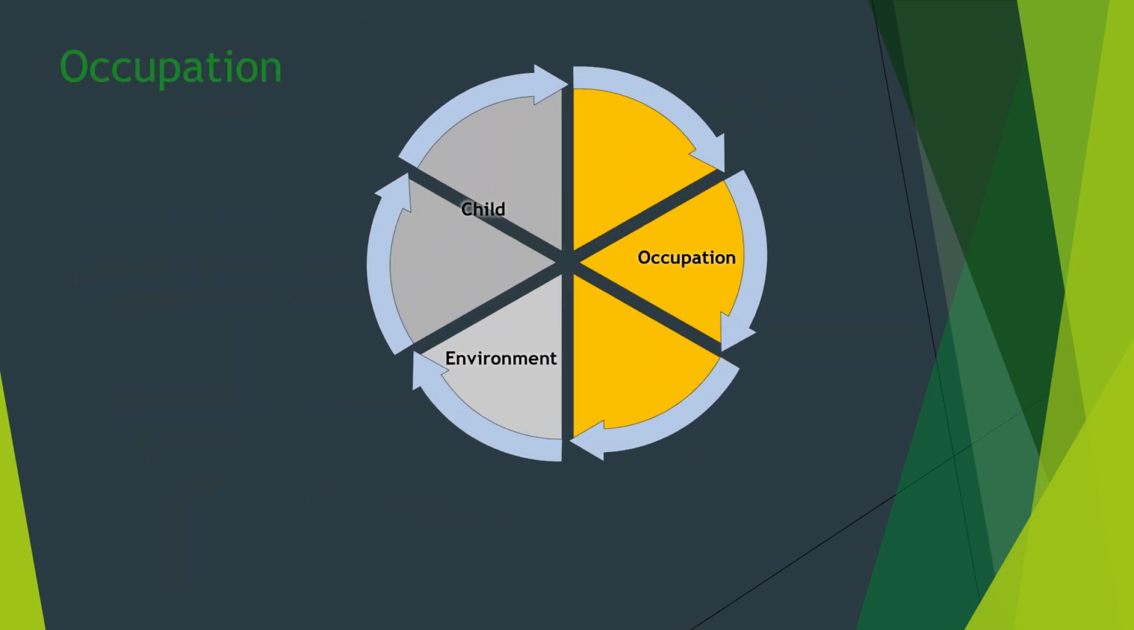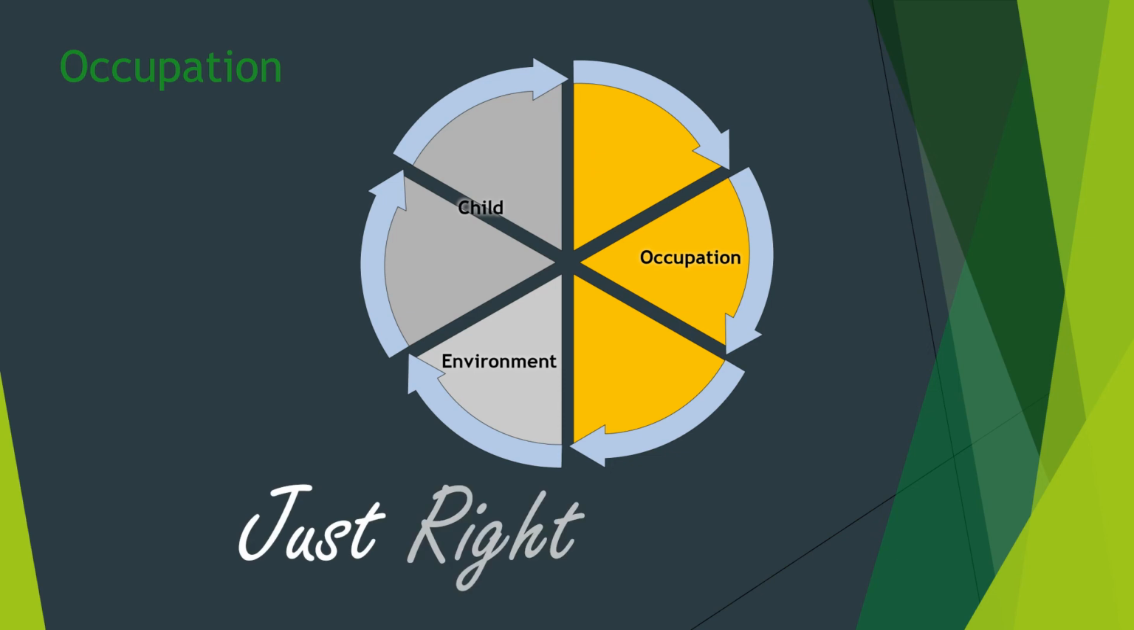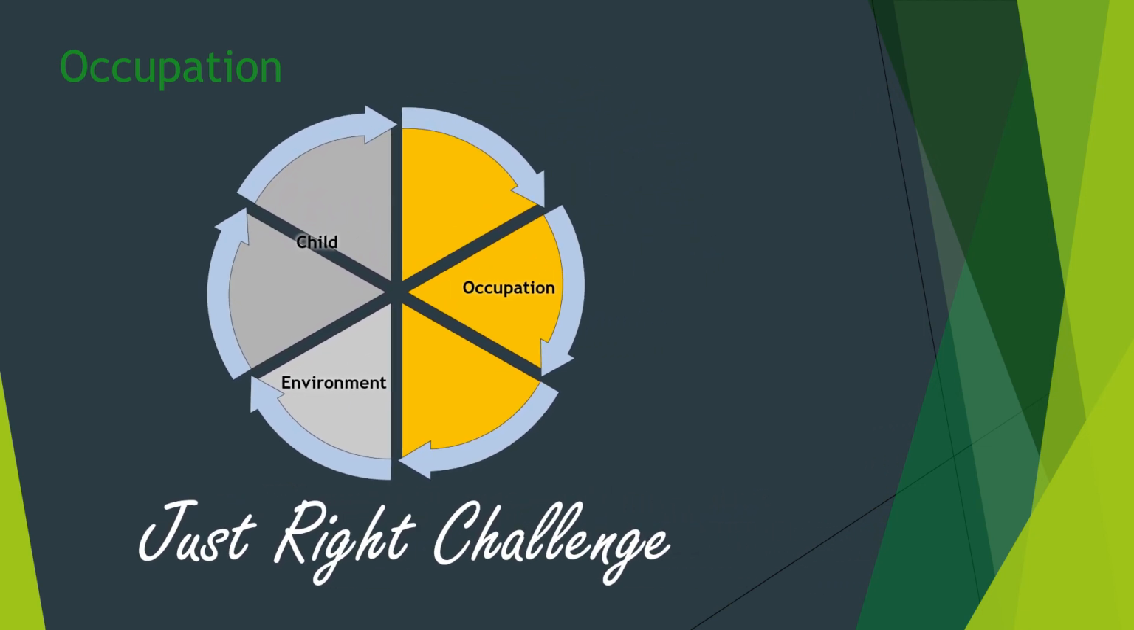Next, the occupation. The aim here is to adapt or enhance the child's access to an occupation and to provide the child with the just right challenge. Here are some general suggestions for changing the task that might help children with sensory difficulties.